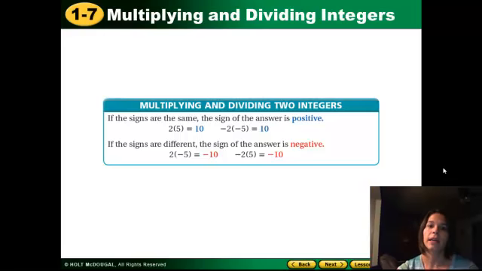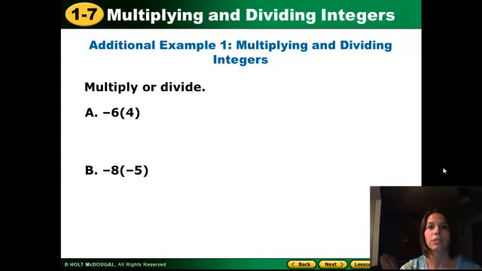So multiplying and dividing, they follow the same rules. If your signs are the same, either both being positive or both being negative, your final answer is going to be positive. For multiplication and division, if your signs are different, one's positive, one's negative, it doesn't matter which one is which, your answer is going to be negative. So let's look at some examples.